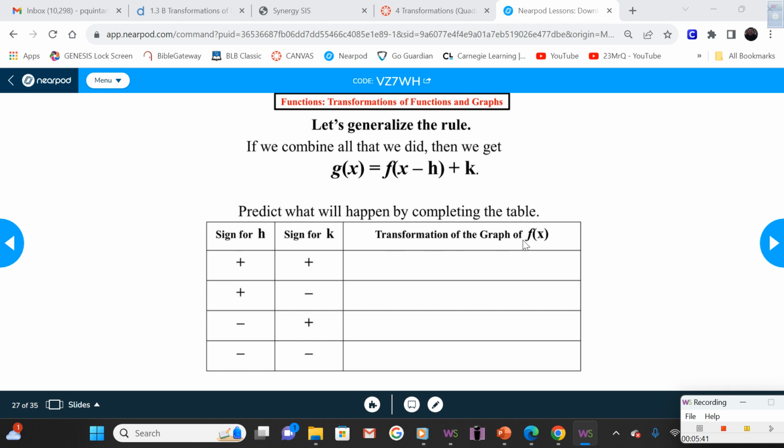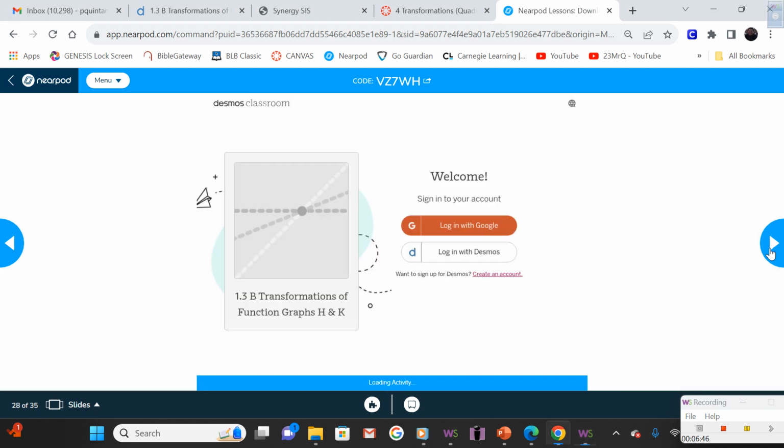So for example, I'm going to give you a function, and whenever you move the h, if it's a positive value, what does it do to the function? And then when it's a negative value, what does it do to the function, and so on and so forth. Same thing with k. So when we get to the last, I'll tell you which slide. So with that said, let me move you to the next one.